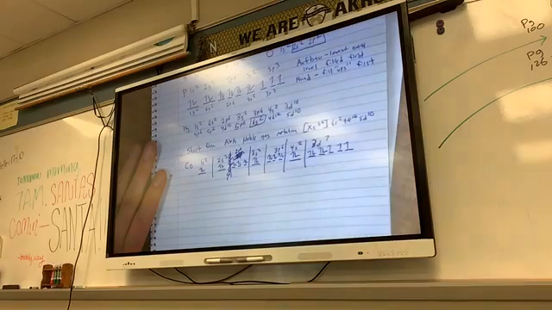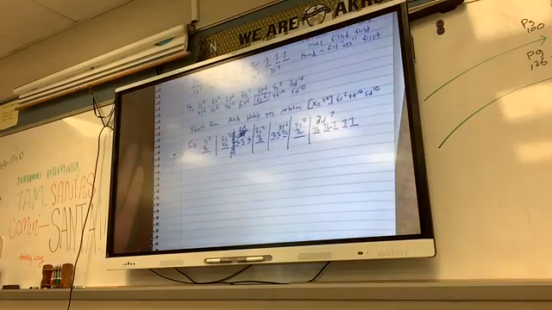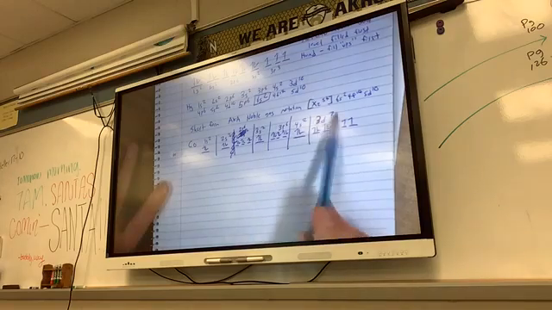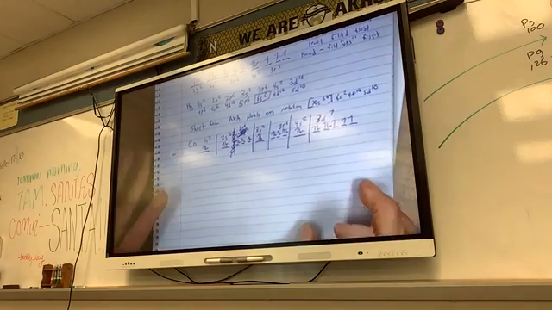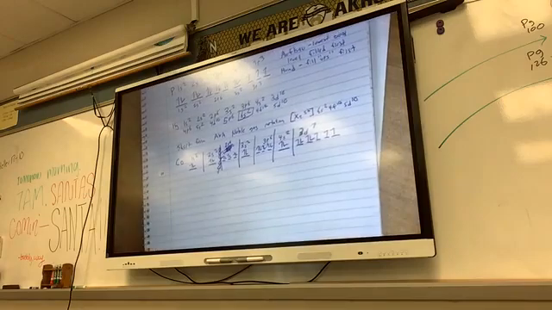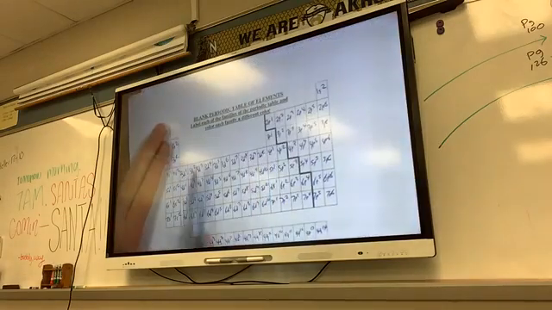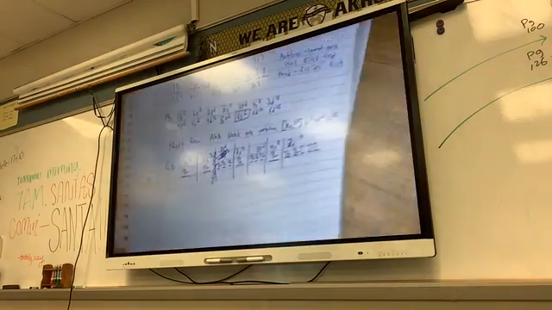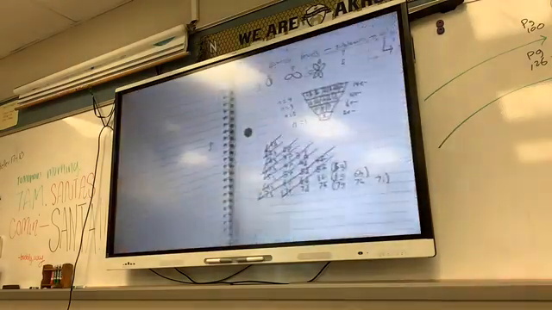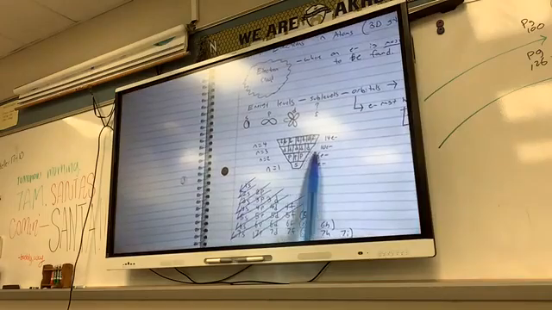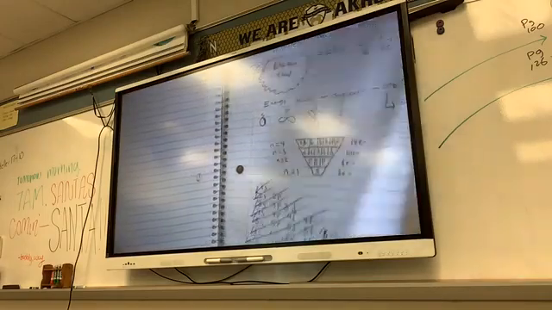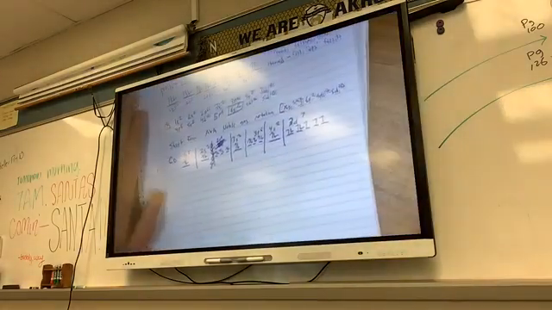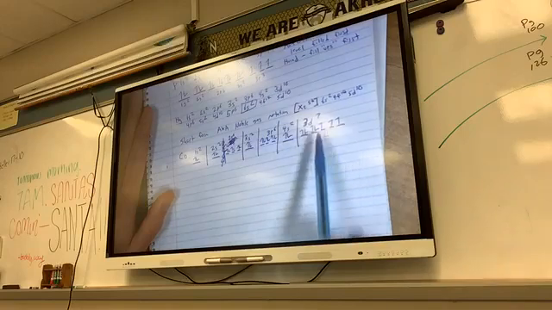Wait, how do you know how many orbitals are in the last one? Because I have 3D, and D's have 5, right? I know that because there's 10 total in this section, and 5 times 2 is 10. Or, if we go back, we know that D's can hold 10 electrons. So either way, I have to go up, up, up, up, up, down, down.